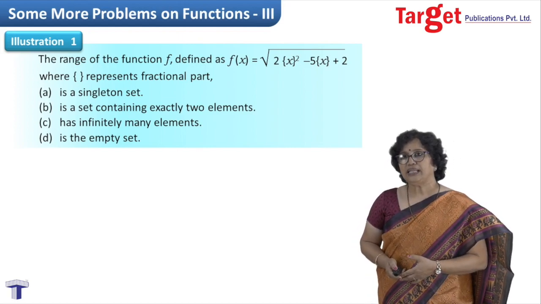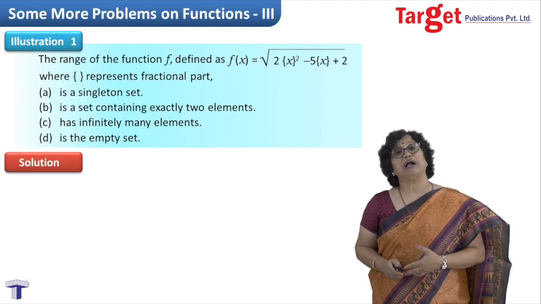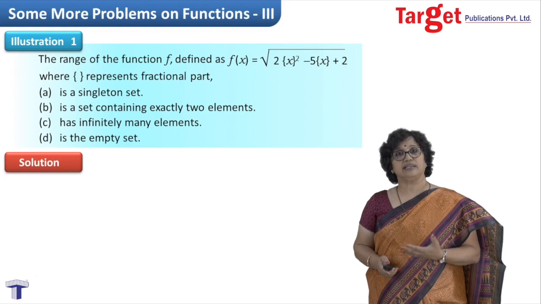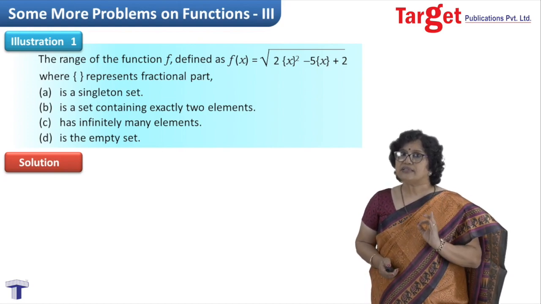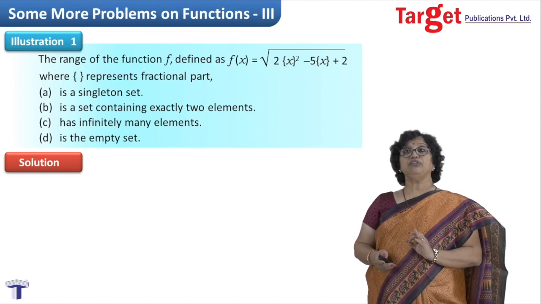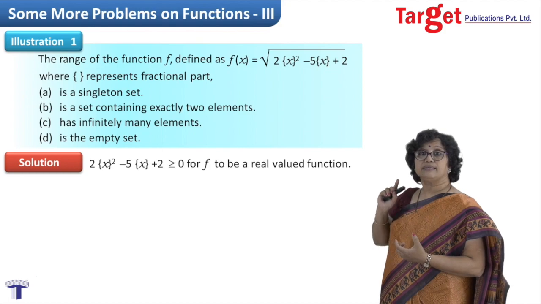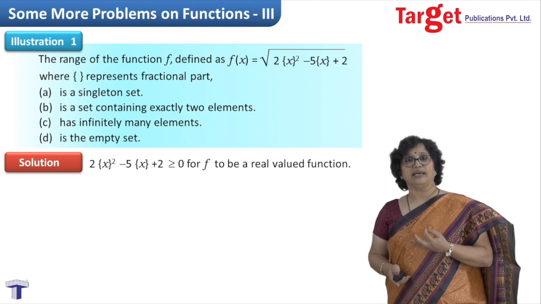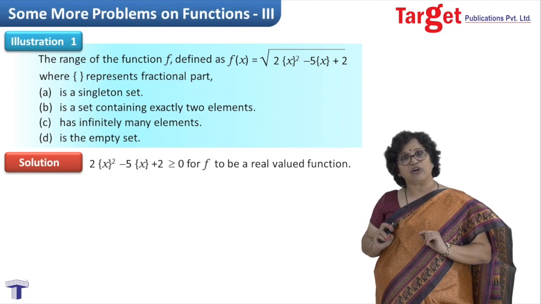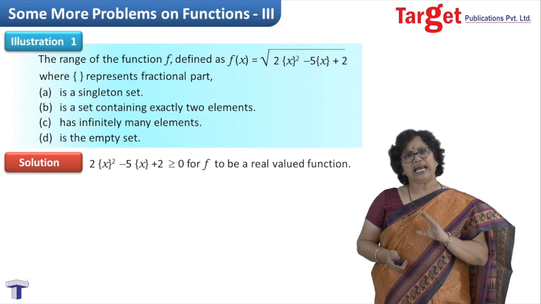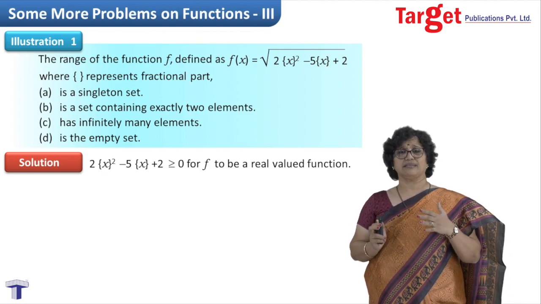Now, those various options, one by one, we may check, or if we arrive at the answer directly, nothing like that. Let us start. When you see 2{x}^2 minus 5{x} plus 2 inside the square root, what is the first thing that comes to your mind? That the function would be defined only when the quantity written inside the square root is non-negative. Now, if I have to write the fractional part of x in curly brackets every time, at times we find that writing such expressions is a cumbersome task.